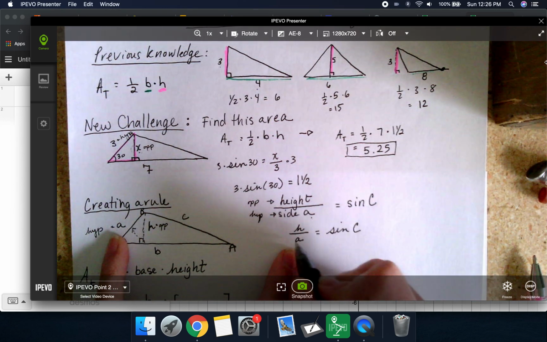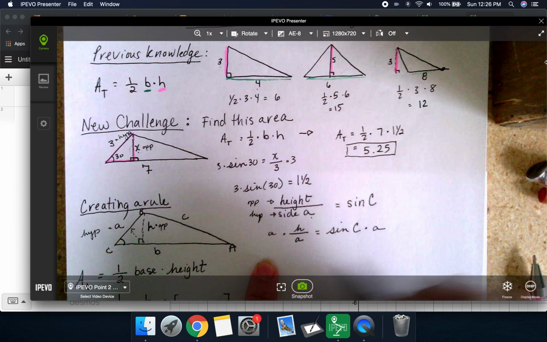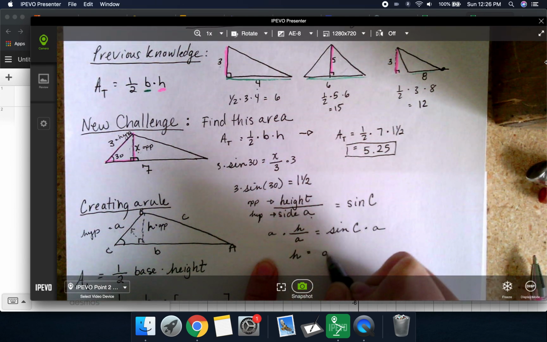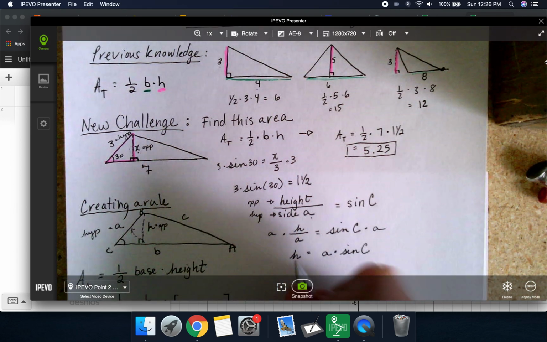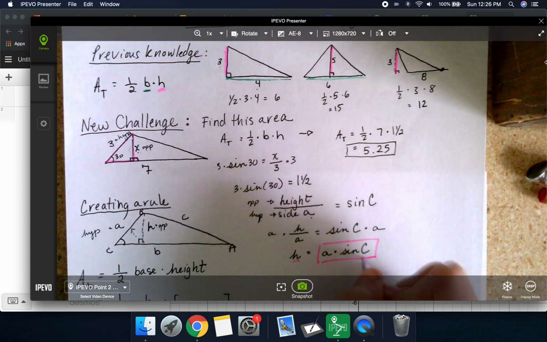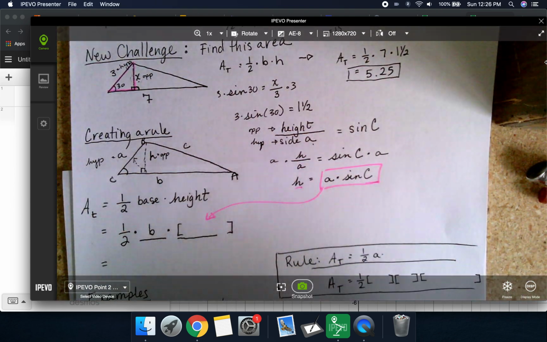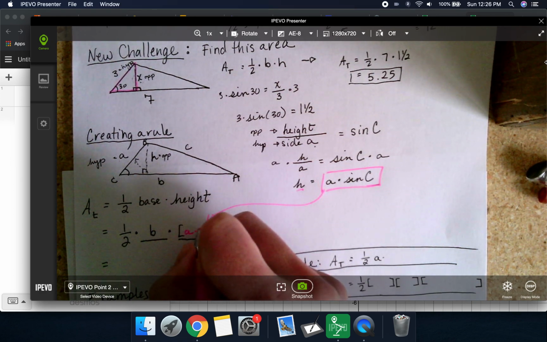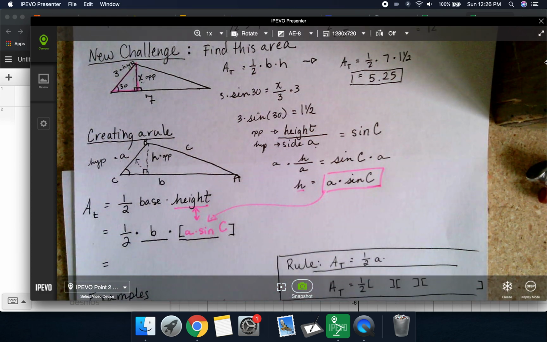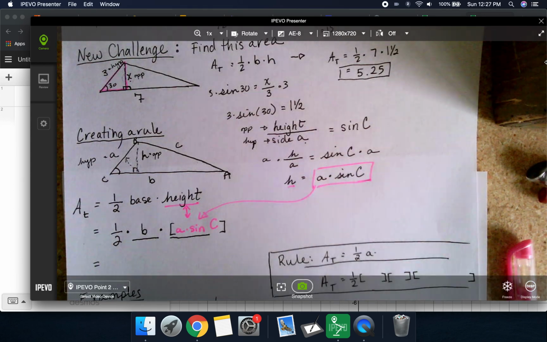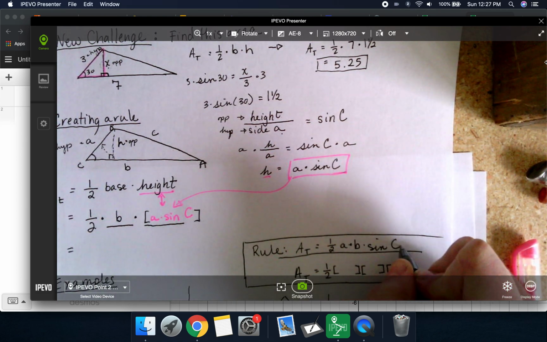And so can we rearrange this so we have something that H equals? Sure, we can. We can multiply that A over, and we're going to get H is the side A times sine C. So now I've got this, and I'm going to replace it in that formula over here. So the height is just A times sine C, because that's the height. So then this becomes our rule, right? The rule becomes 1/2 A times B times the sine of the angle between them.